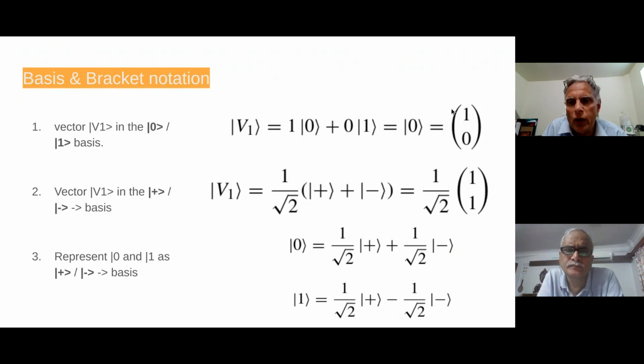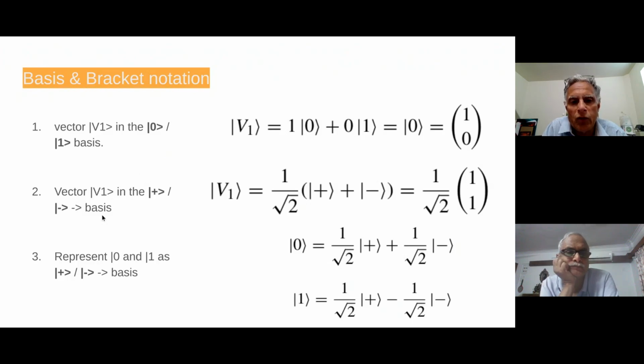So you can see 1 and 0 are representative of a column matrix. So vector v1 is equivalent to a matrix with two rows and one column, so 2 by 1.